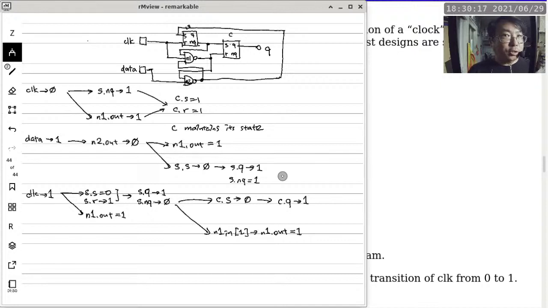So now what we want to do is to say, let's change the data pin. Okay, the clock pin is now a 1. We'll go ahead and change the data pin and see, oh, okay, what about N1.out? N1.out maintains as a 1 because N2.out is still a 0 at this point.